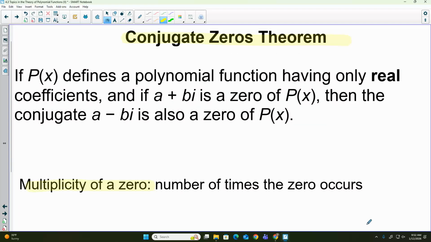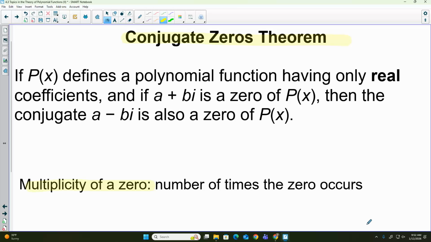So the first thing on here, the conjugate zeros theorem. This is telling us something about our zeros. We know zeros, we've talked about them a little bit. We know a zero is a number. In terms of a graph, it's an x-intercept. It's where a graph hits the x-axis. In terms of our polynomial, it's the number that makes it equal 0.